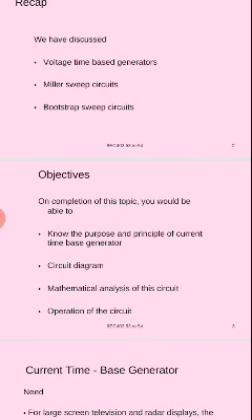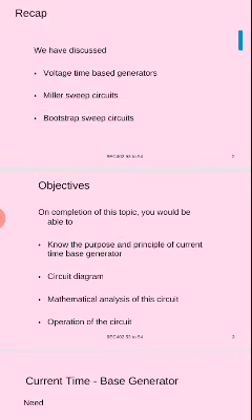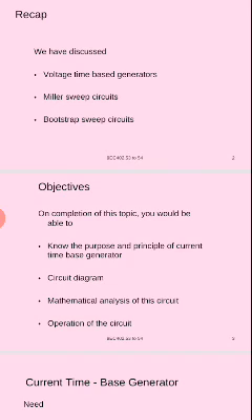For that, a recap: we have discussed voltage time base generators, Miller sweep circuits, and the bootstrap sweep circuit. It is a recap.